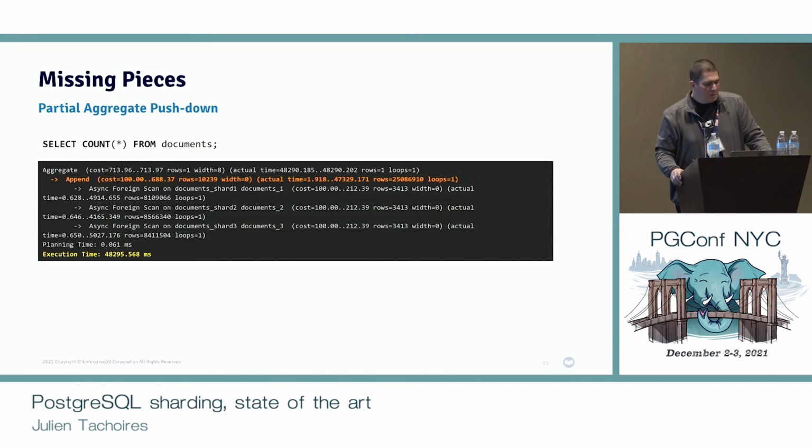So one more example. Let's consider we want to count the total number of documents we have in our database. We are going to execute this select count star query on the coordinator database. If we take a look at the execution plan, what's going on here? Once again, the 25 millions of rows coming from the documents partitions are fetched and the aggregate operation is executed by the coordinator. And the execution time is, once again, 49 seconds.